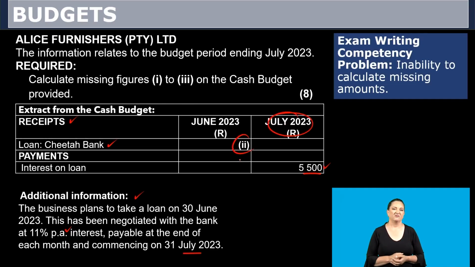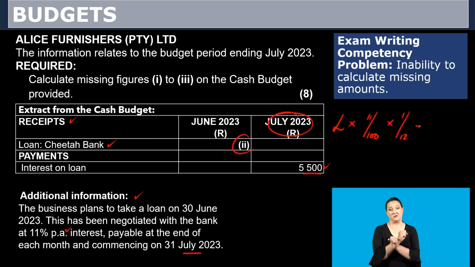Now, the easiest way to go about this, when you have already been given the interest, is this. If you want to get the loan itself, you understand that to get the interest, you take your loan, multiply by the interest, which is 11 over 100, and you also multiply that by 1 over 12. That is how we get the 5,500. Now we want to get this loan here. To get that loan, I'm going to show you 2 options.